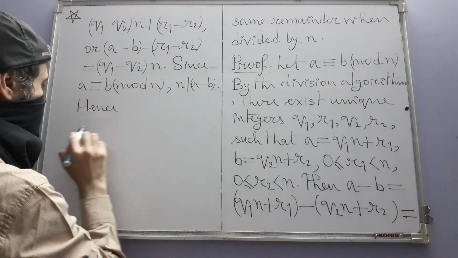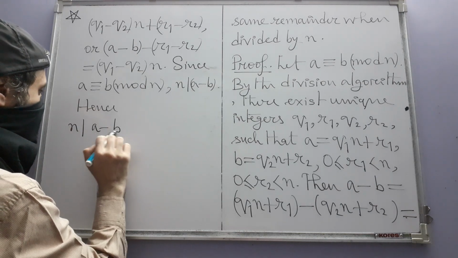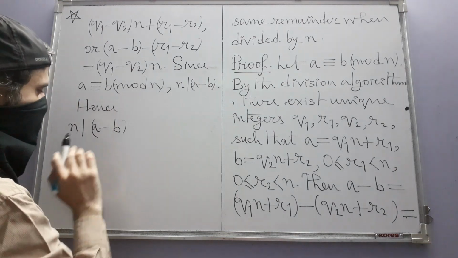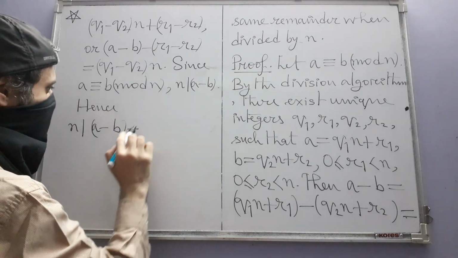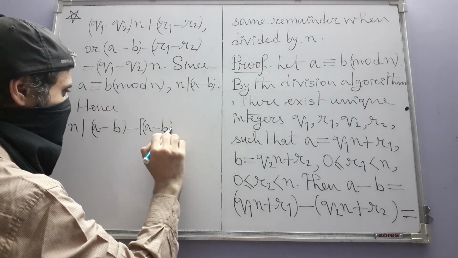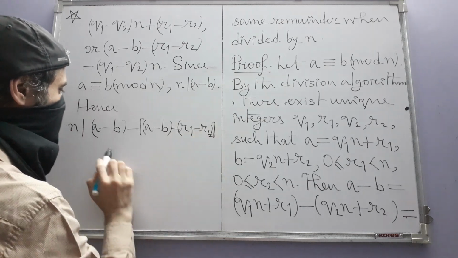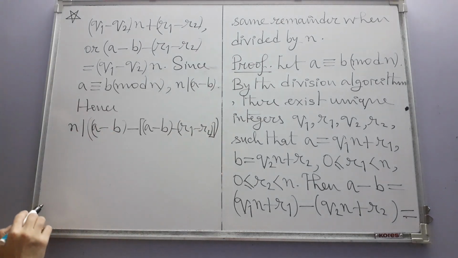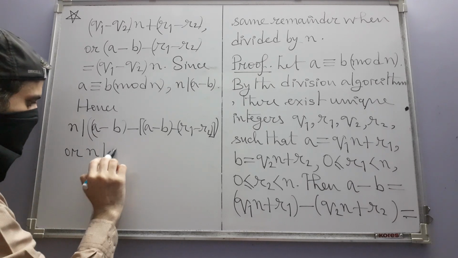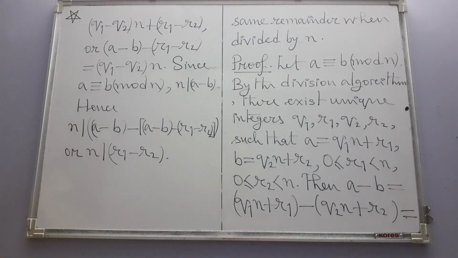Hence n divides A minus B, using properties of divisibility that we have already seen in previous chapters, minus this, minus (R1 minus R2), or n divides R1 minus R2. Alright.